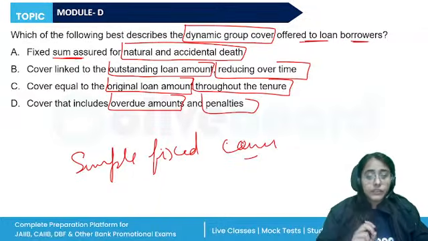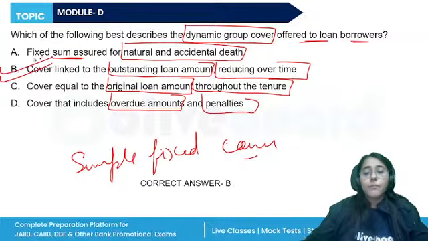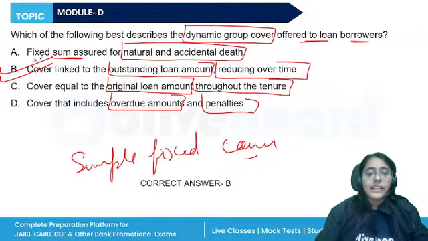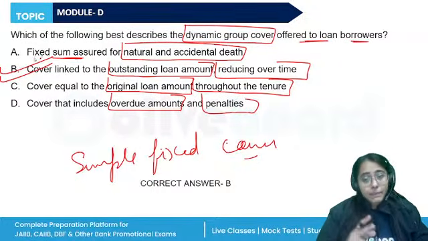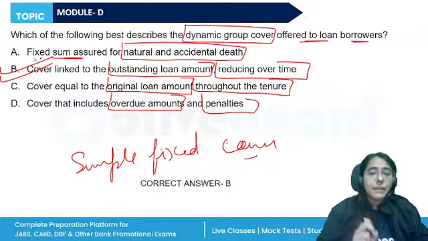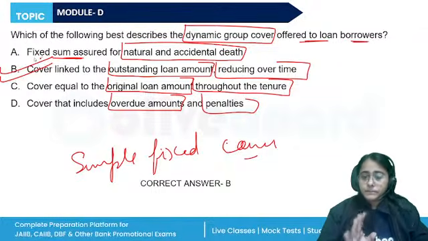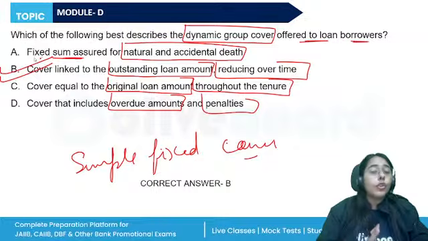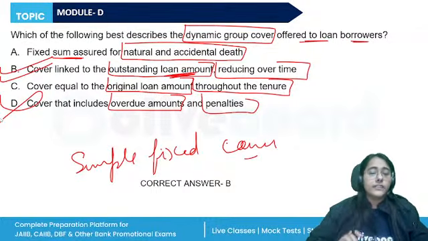Second is the dynamic cover, which is provided to the borrower accounts on a reducing basis. So the retail loans, housing loans with mortgage backing, premium payment for the cover is a single premium mode, which is covering the repayment period of the loan, and it covers the death of the borrower during the repayment period. All right, it will not take care of the overdue amounts in the loan. All right, only the outstanding loan amount. Overdue loan amount penalties are not covered in this type of dynamic group cover.